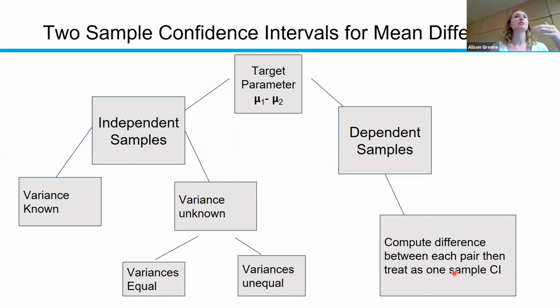am I looking at independent or dependent samples? If you're looking at dependent samples, it's not so bad. You compute the difference and then you treat it as a one sample confidence interval for the mean. For independent samples, again, we can look at variance known, variance unknown, variance equal, or variance is unequal. So I hope that helped provide at least some sort of intuition of how to calculate these things and the questions that you might want to ask when you're doing this.